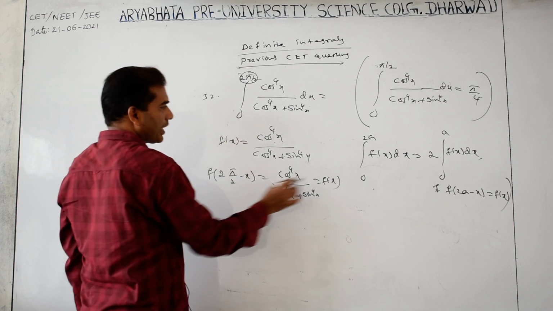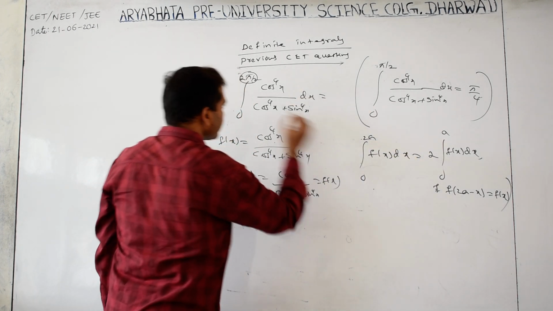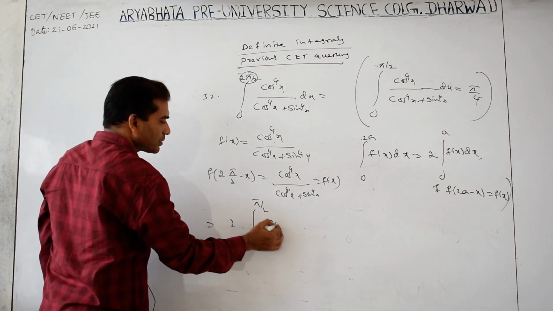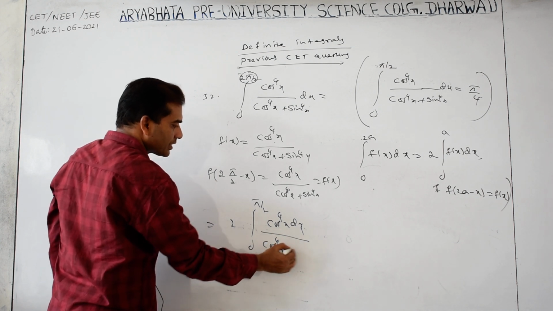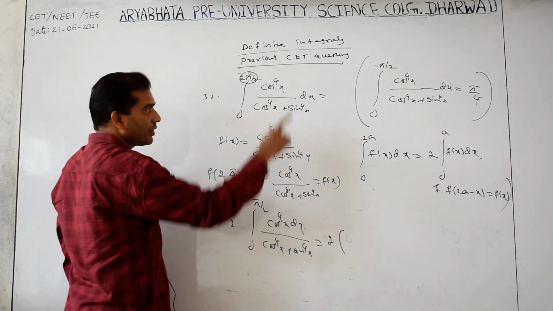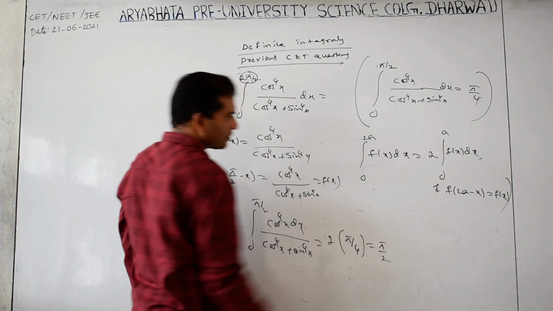So when f of 2a minus x equals f of x, this 2 comes here. So 2 into 0 to pi by 2 cos power 4x dx divided by cos power 4x plus sin power 4x. So 2 into pi by 4, the answer is pi by 2. This is it.